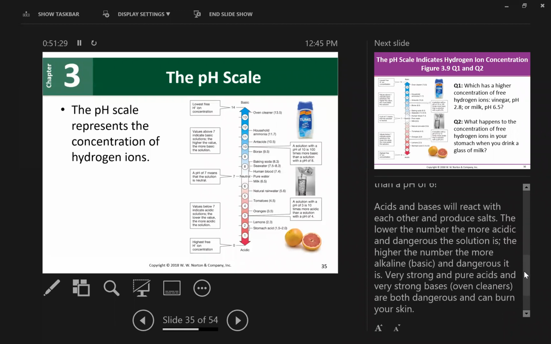Acids and bases will react with each other and produce salt. The lower the number, the more acidic and dangerous the solution is. The higher the number, the more alkaline or basic, the more dangerous it is. Very strong impure acids and very strong impure bases are both dangerous and can burn your skin.